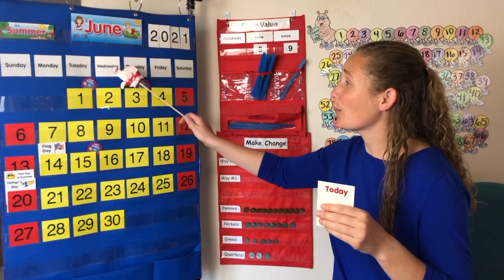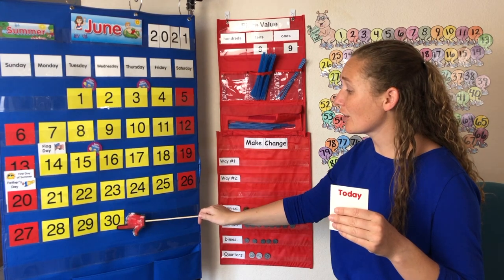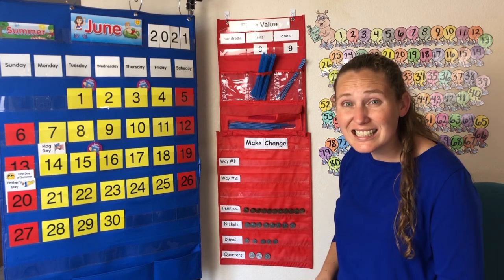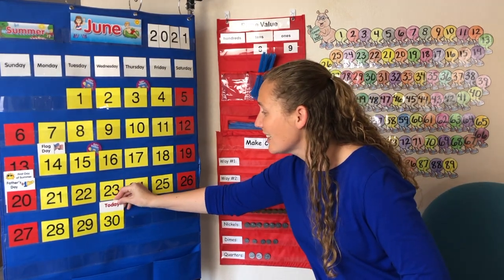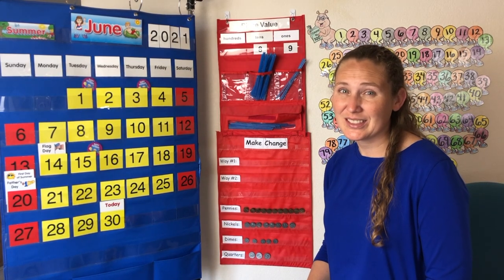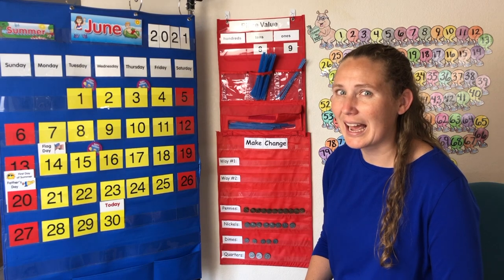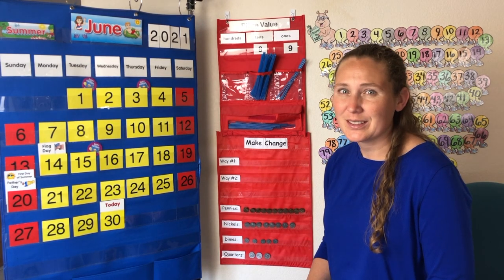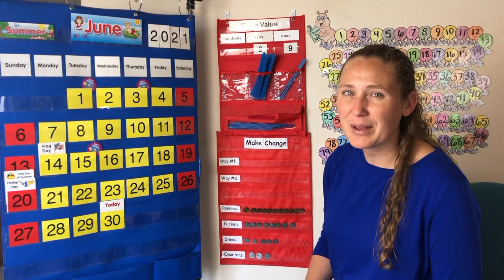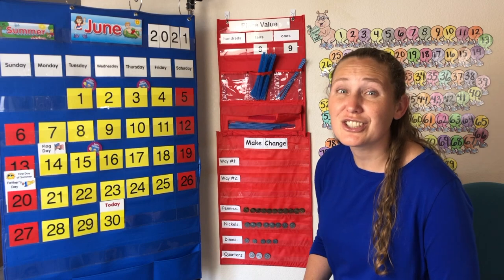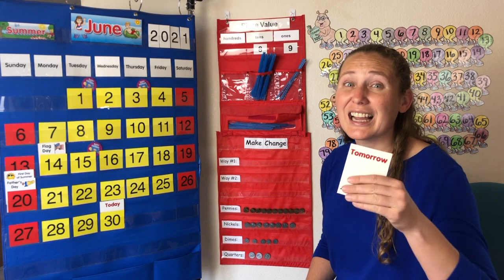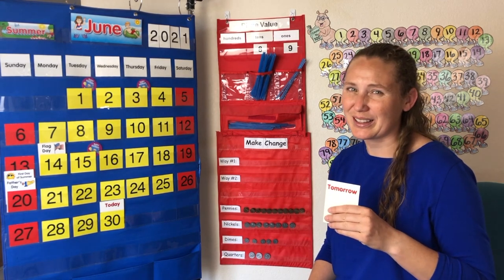Today is Wednesday, June 30th, 2021. Today is the last day in June. It's almost a new month. Do you know what month comes after June? January, February, March, April, May, June, July. Tomorrow will be July 1st, a new month.